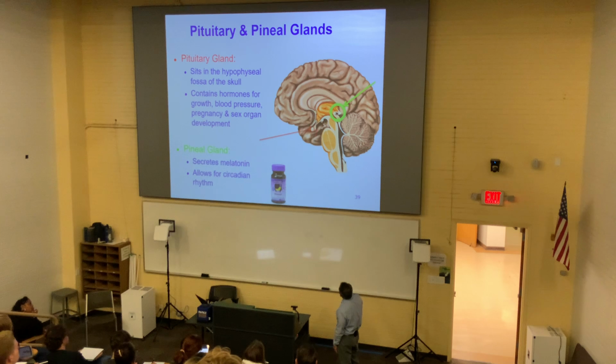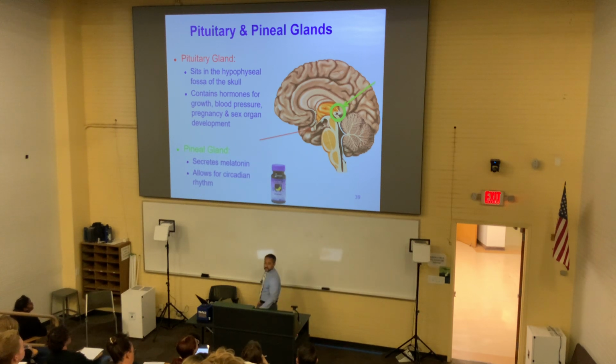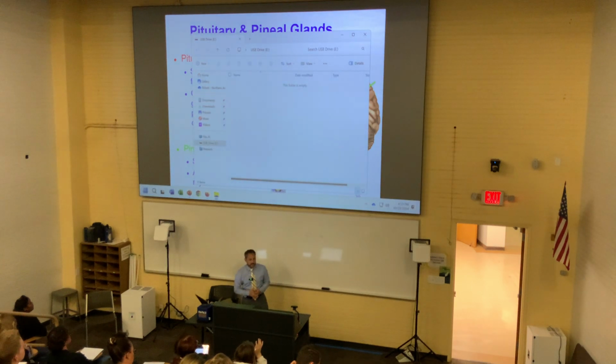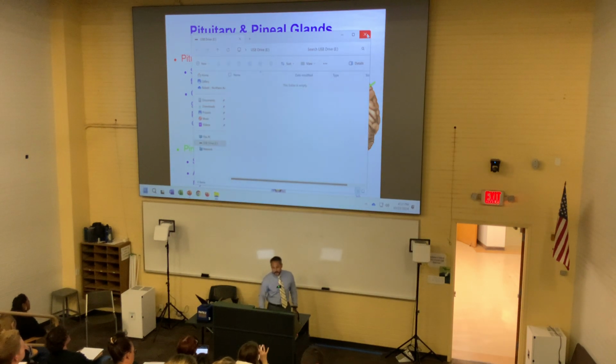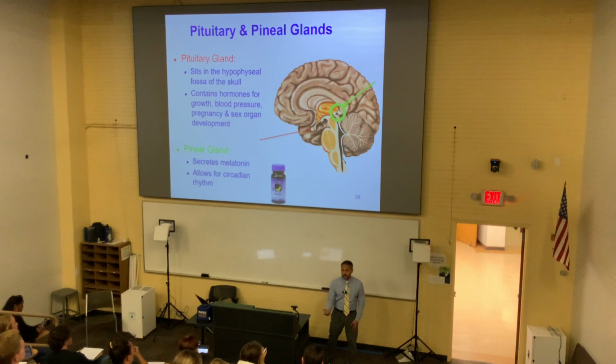Sitting down here, so kind of inferior and anterior to where the hypothalamus sits. And the pineal gland regulates our circadian rhythms, our light-dark cycle. It releases a substance known as melatonin, not to be confused with melanin.